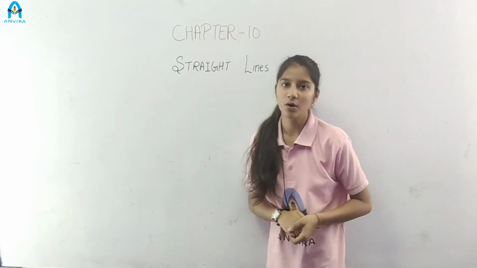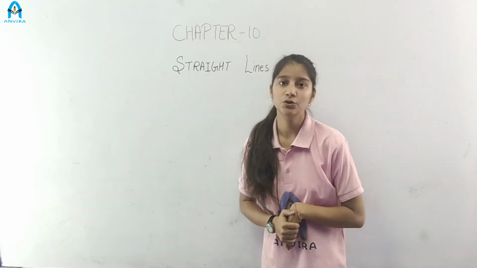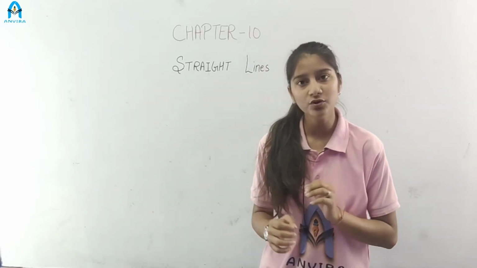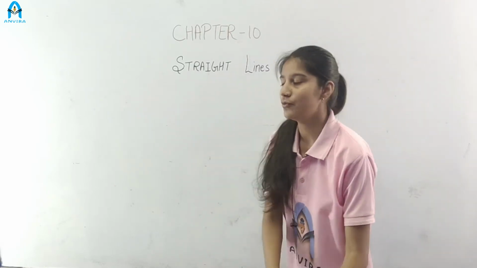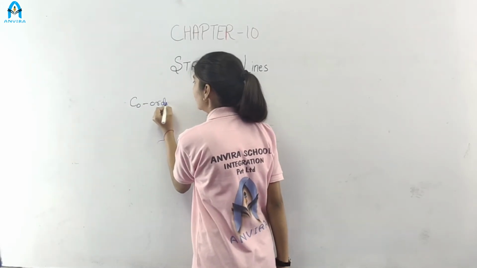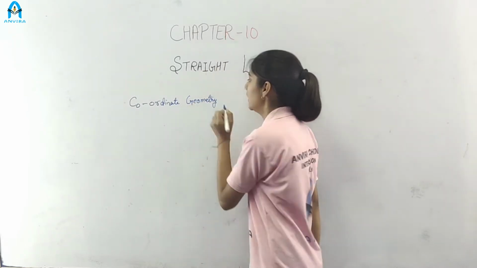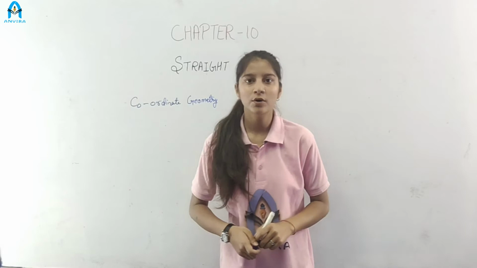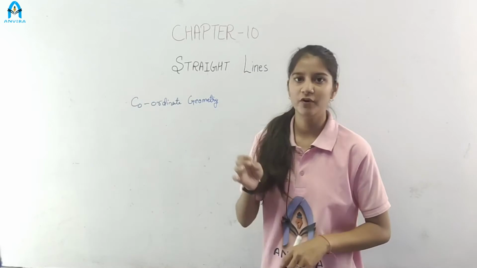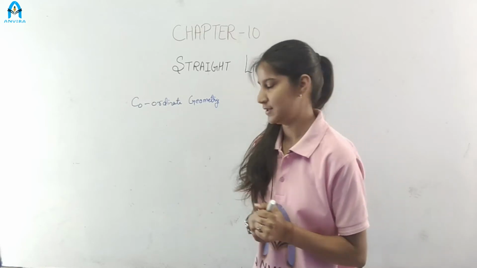Today we will study chapter number 10, straight lines. For studying straight lines, you have to recall your last concepts of coordinate geometry. As we know, we studied coordinate geometry in our last class 10. I think you all have a proper knowledge of coordinate geometry, but before we start straight lines, first you recall all the concepts. So we will start from the basics.